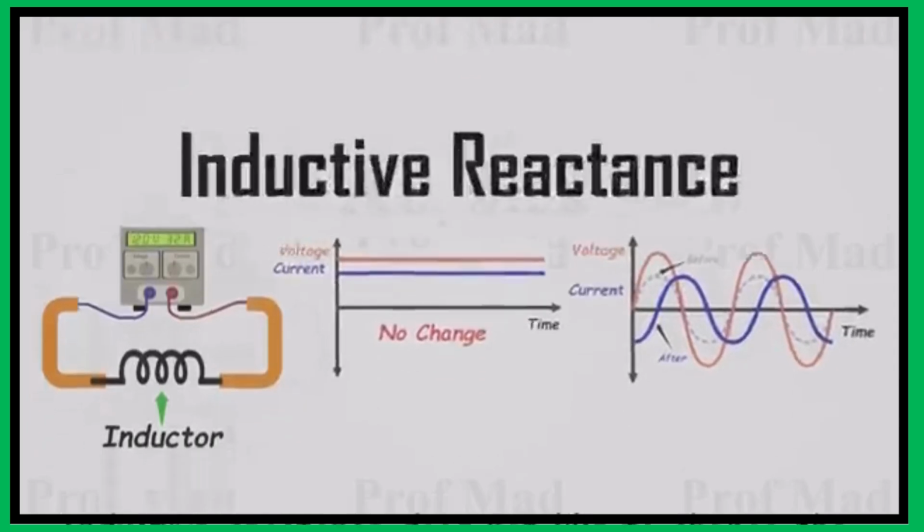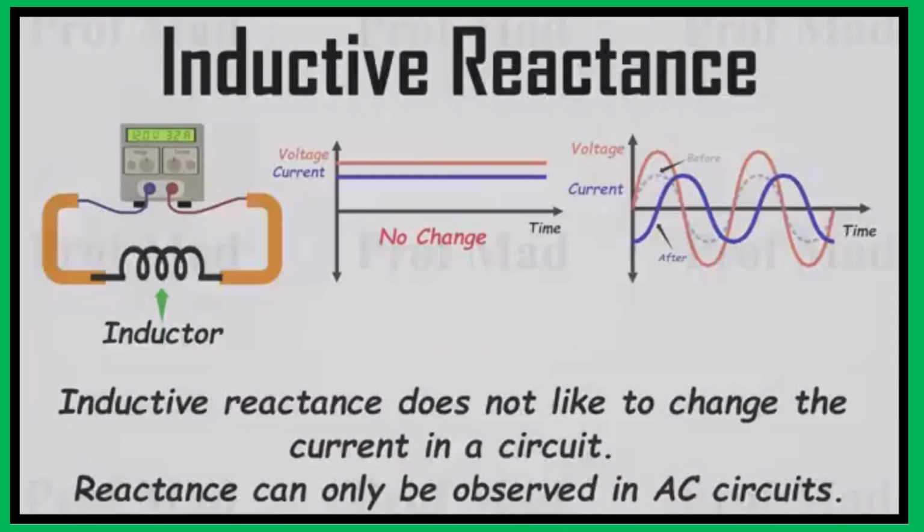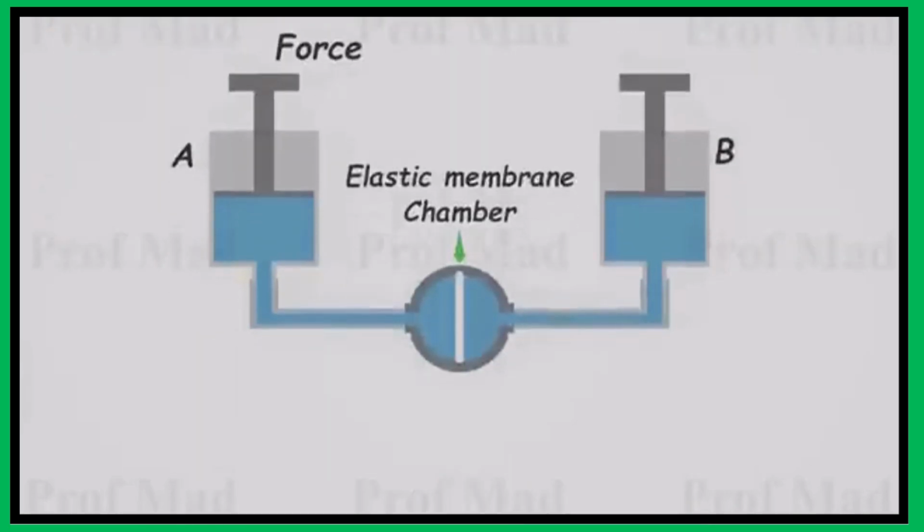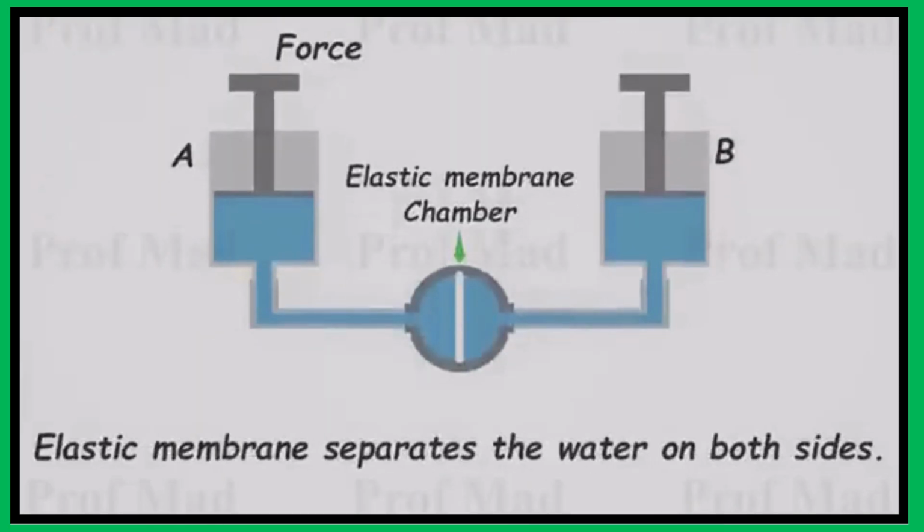This phenomenon is known as inductive reactance. As we mentioned earlier in this video, inductive reactance does not like to change the current through it. Also, it is not observed in DC circuits because current remains constant. Here we have an elastic chamber connected to the water pipe, serving as a barrier between both sides. Water inside A cannot move to side B and vice versa.